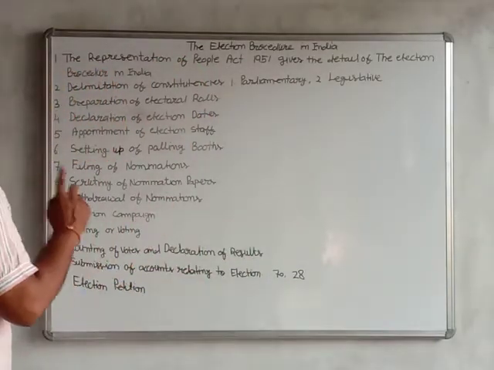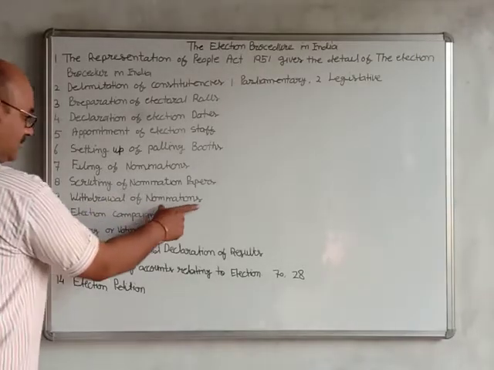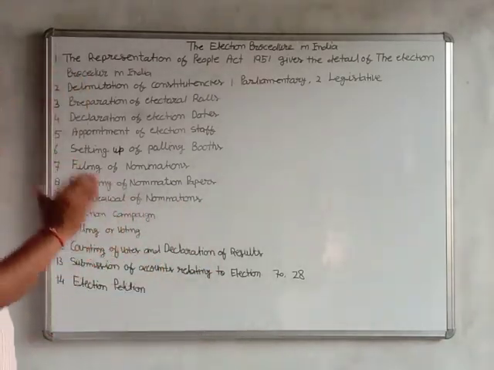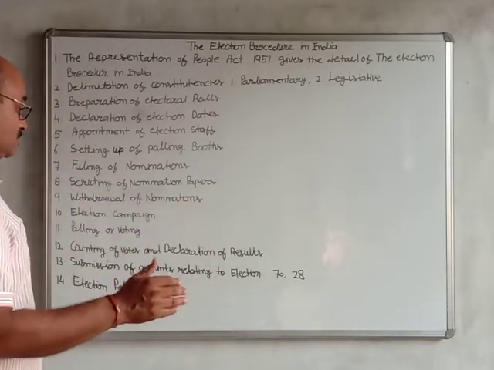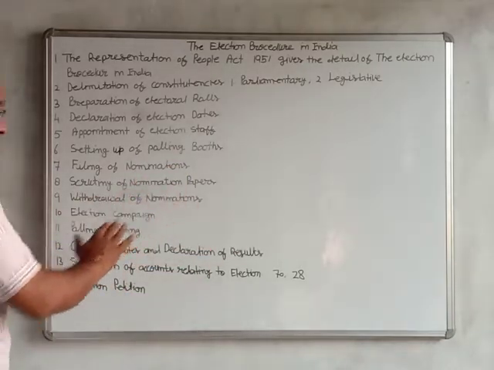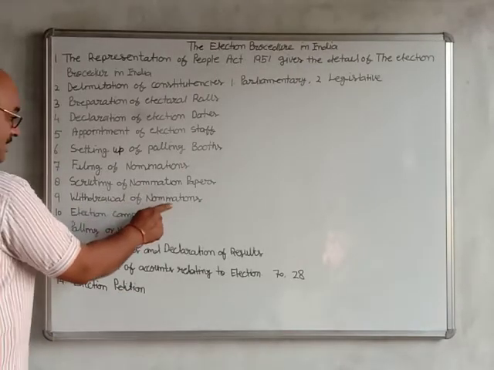And the step number 8, withdrawal of the nomination. Election Commission gives a date. If any candidate does not like to contest in the election, they can withdraw the nomination. So it is the 8th step, withdrawal of the nomination.